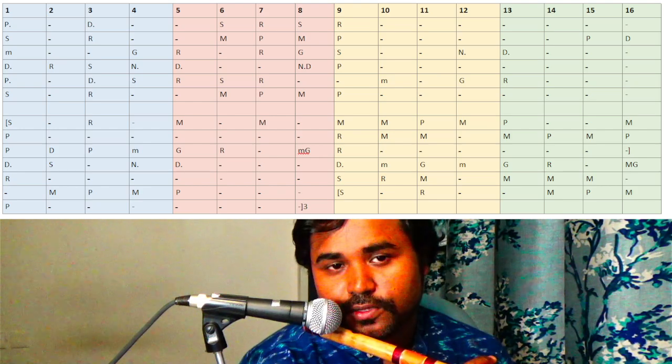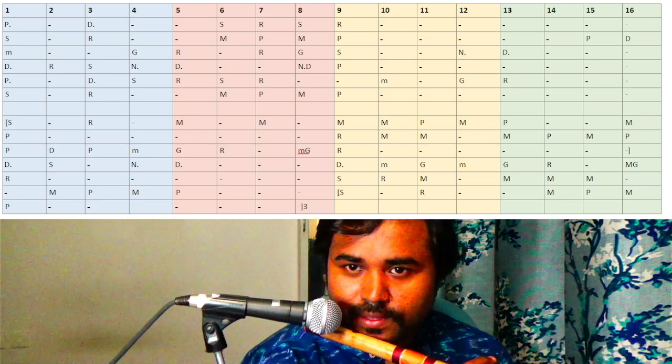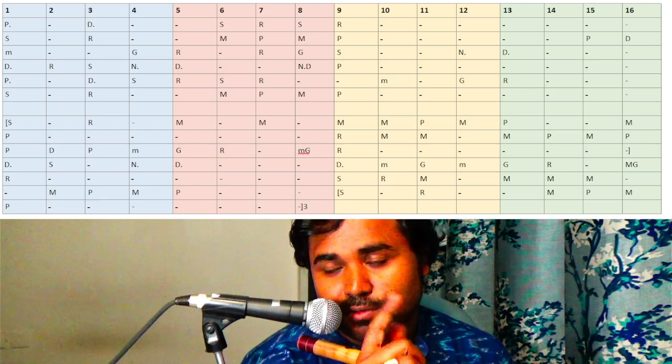So I hope the first two lines are clear. Now the Pa Dha I am taking from the 15th and 16th beat.